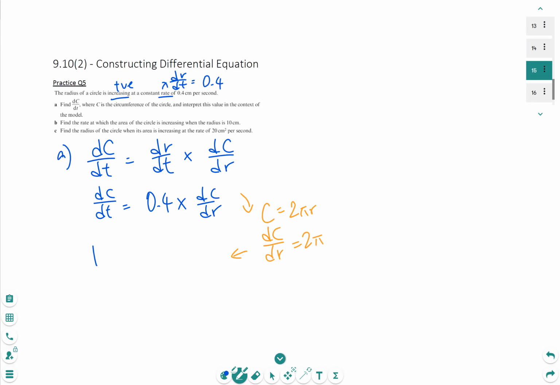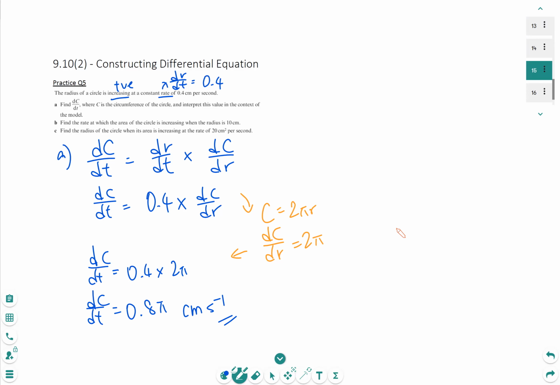So dc by dt equals 0.4 times 2 pi r, not 2 pi r, 2 pi. And then, yeah, so dc by dt equals 0.8 pi. The unit of circumference is centimeter, time we're measuring per second, so centimeter per second. Okay, that's part A done. Okay, if you struggle with it, here's the answer. Have a go at part B. Okay, if you've done it, carry on listening.